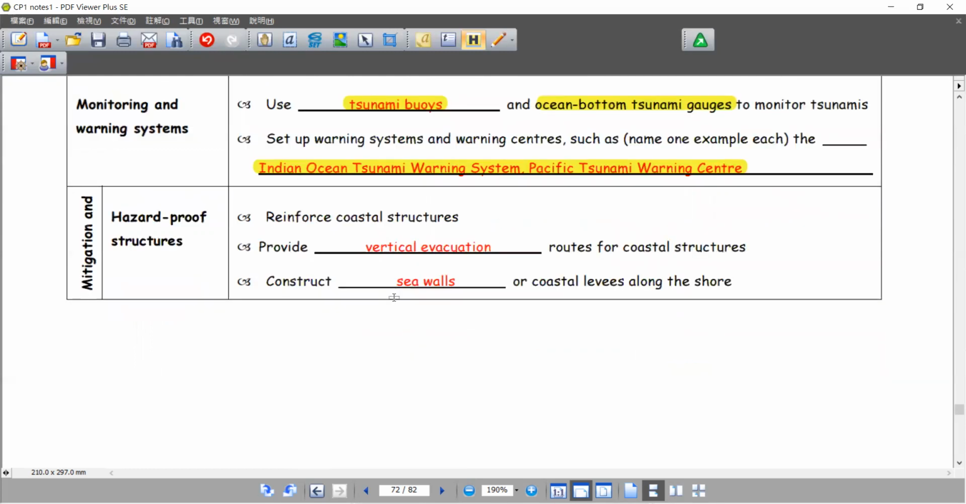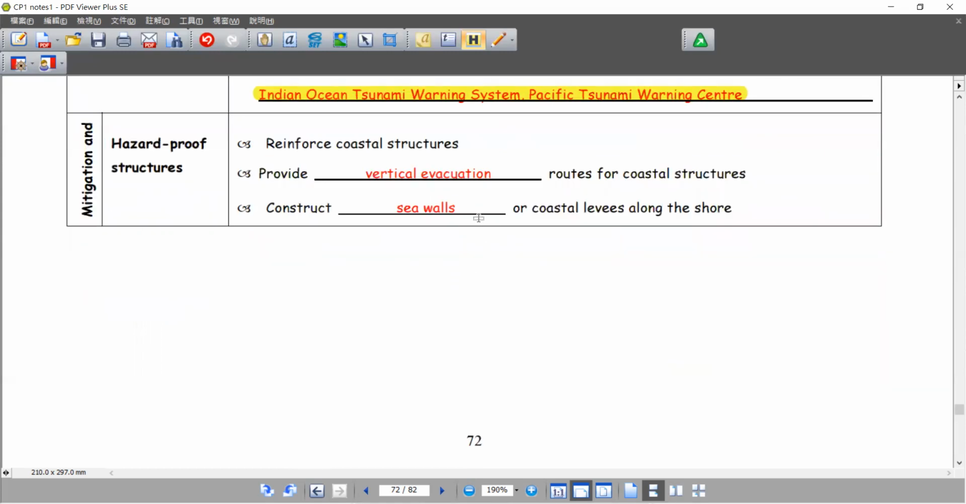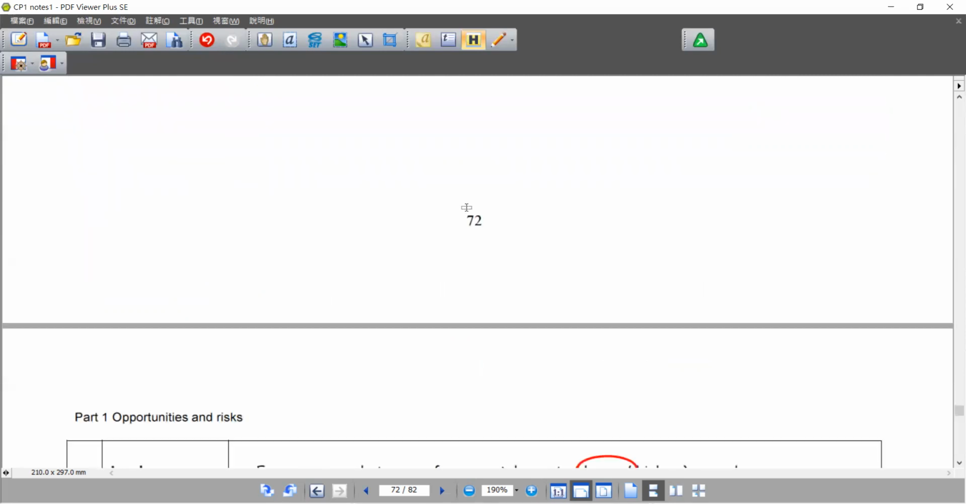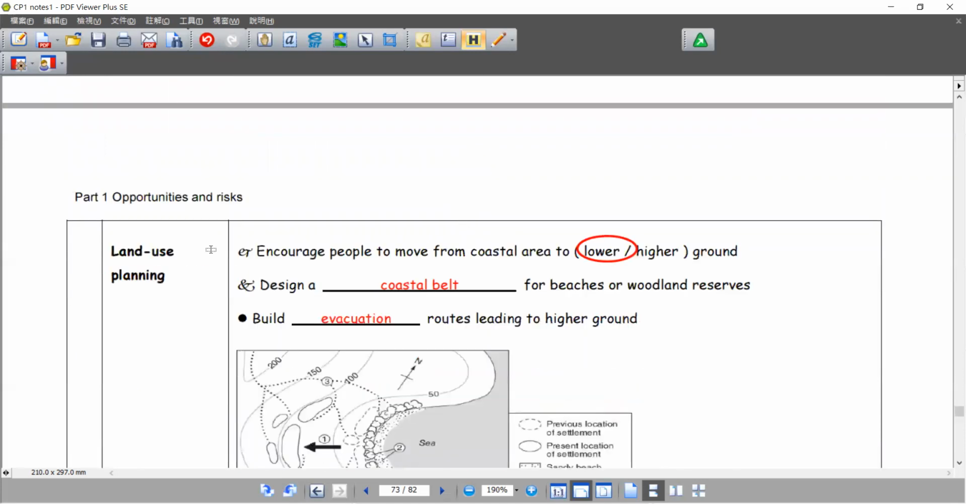Mitigation measures like hazard-proof structures, vertical evacuation routes in coastal structures. Then we may have evacuation routes set up, and construct seawalls, just like the Fukushima nuclear power plant, but sadly it was just 4 meters and could not stand the 311 earthquake. Then encourage people to move from the coastal area to the higher ground. Sorry, this is wrong. It should be the higher ground.